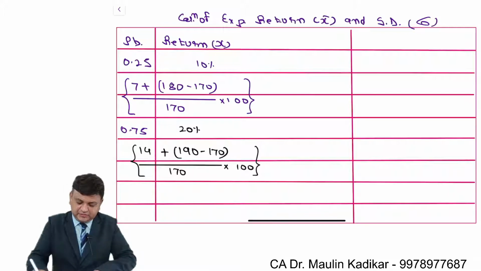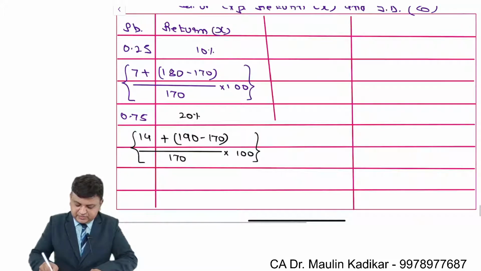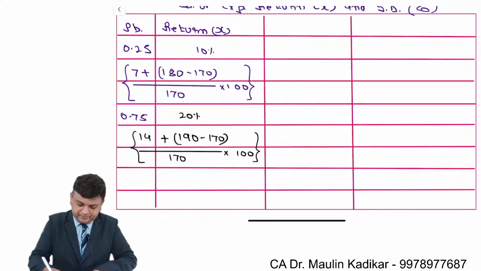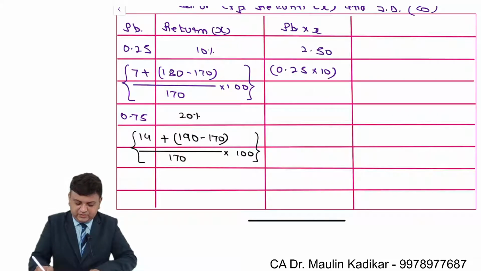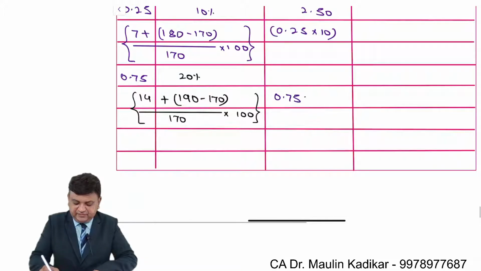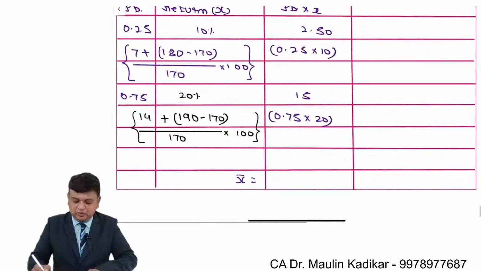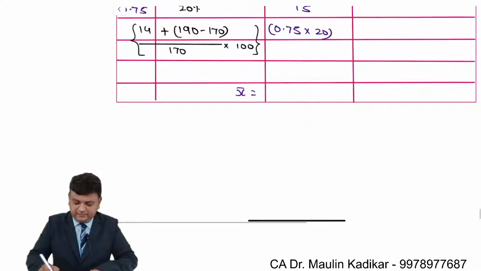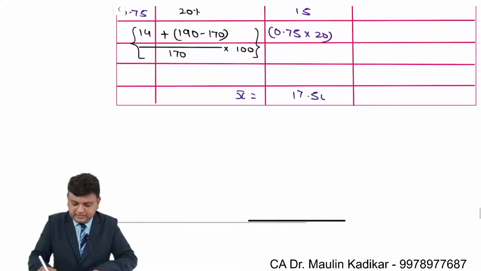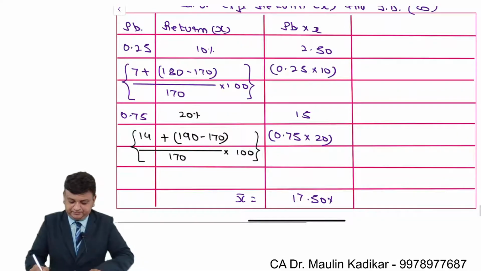Once we make the calculation of the return, afterwards we'll make the calculation of the mean return. That is probability into X. So 25% chances that the return will be 10%. So it is 2.5. 75% chances it will be 20%, that is 15. So X bar is equal to 2.5 plus 15, that is 17.5. That is the way the mean return is calculated.